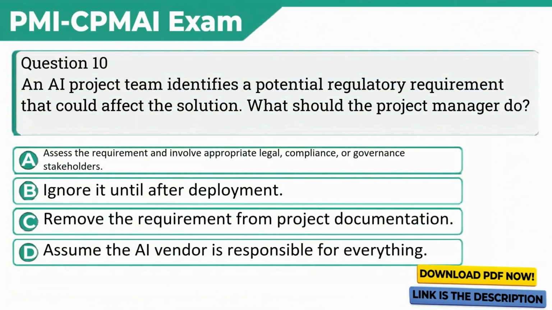Question 10. An AI project team identifies a potential regulatory requirement that could affect the solution. What should the project manager do? A. Assess the requirement and involve appropriate legal, compliance, or governance stakeholders. B. Ignore it until after deployment. C. Remove the requirement from project documentation. D. Assume the AI vendor is responsible for everything.